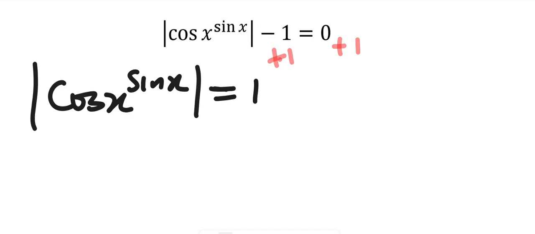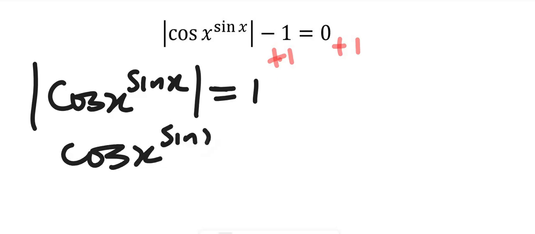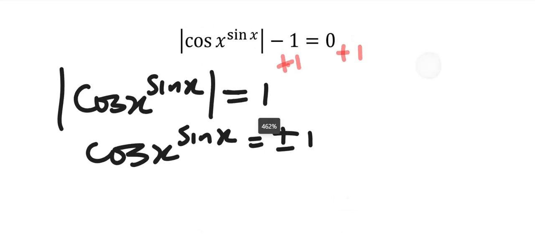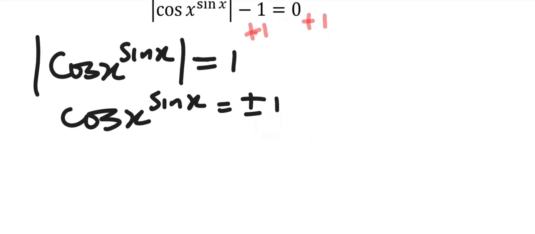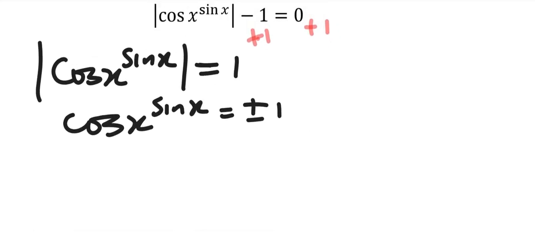Now in order to remove the modulus sign, which implies that cos x to the power of sine x is equal to plus or minus 1. This is how I remove my modulus sign. It depends on the teacher. Some teachers will tell you to square both sides, but I love using this. I'm used to this, which is fine and which is also working for me.